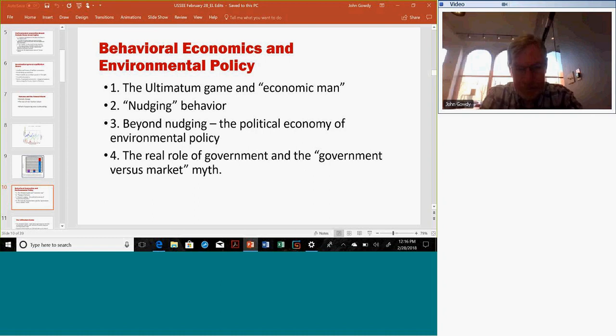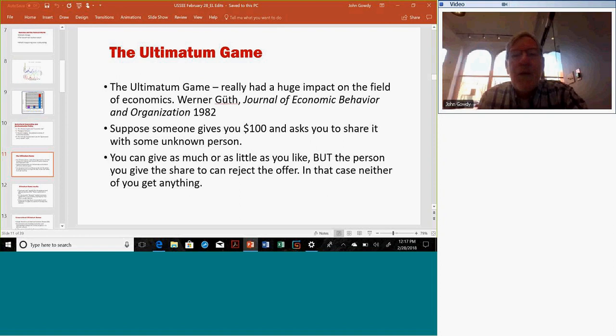Game theory. One thing that really changed things was an article by Werner Güth in 1982. He developed something called the ultimatum game. So I'll talk about the role of nudging and changing economic behavior, and then going beyond that to talk about the limits in terms of policy. The final thing I want to talk about is the role of government and this government versus the market myth. This part, again, feel free to ask questions here.